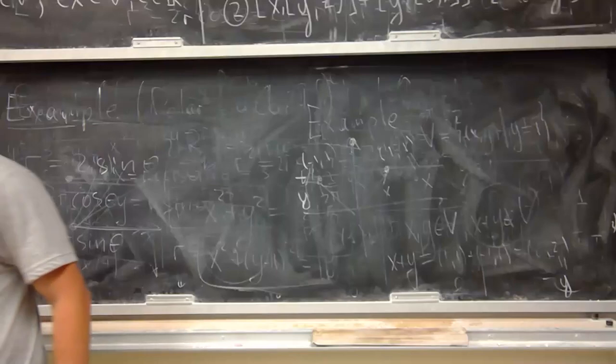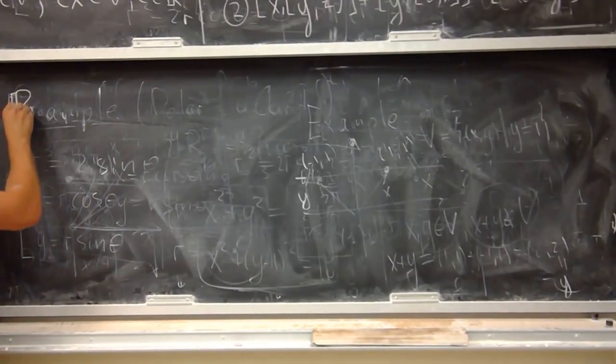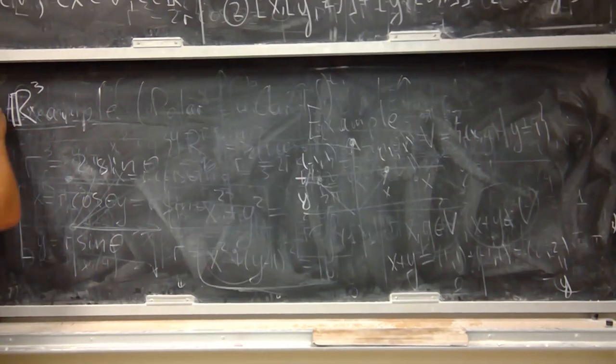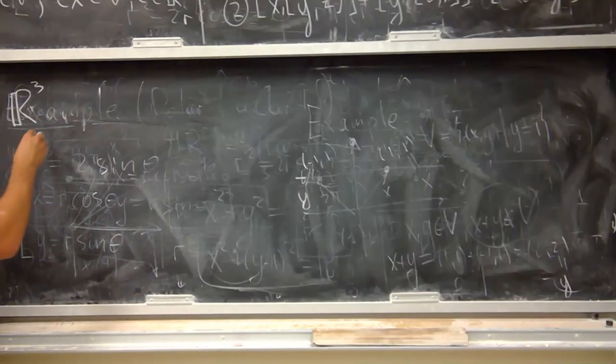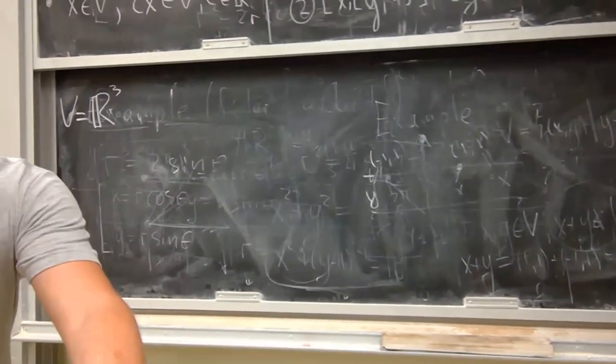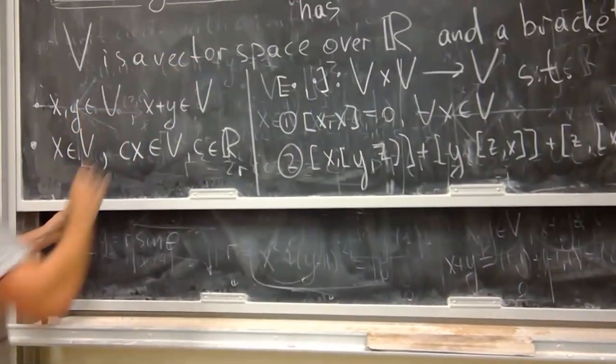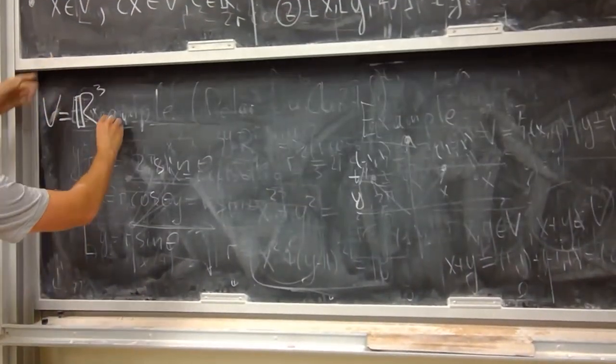If there is any physicist out there, I'm going to take R3. Actually, I need to take R3, not R4. R3 is like Newton's physics. And R3 is going to be my vector space V. So my V equals R3. Okay, so for the Lie algebra, I have my vector space.